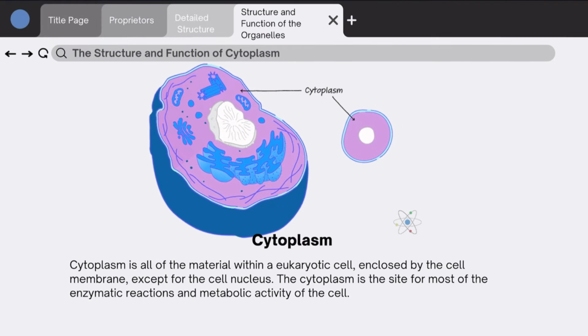Okay, the third one, there is cytoplasm. Cytoplasm is all of the material within a eukaryotic cell enclosed by the cell membrane except for the cell nucleus. The cytoplasm is the site for most of the enzymatic reactions and metabolic activity of the cell.